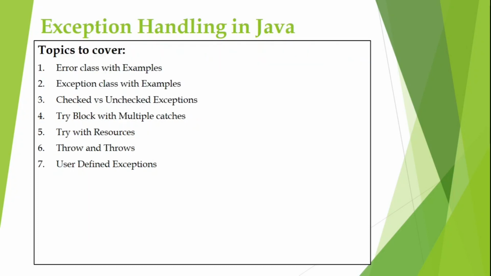In today's topic, we will cover all of these things: the Error class with examples, the Exception class with examples, what checked and unchecked exceptions are, a try block with multiple catches, and try-with-resources. We will also see the throw and throws keywords, what they are and why we have to use them, and user-defined exceptions, so we can define our own exception class. We will see that in this video too.